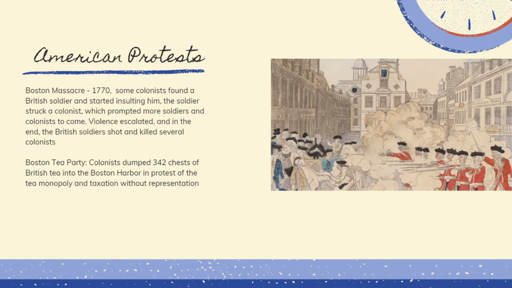Another key event was the Boston Tea Party. During this event, colonists dumped over 300 chests of British tea into the Boston Harbor. This was in protest of the tea monopoly and the Townshend Acts, which, as we know, taxed imports.